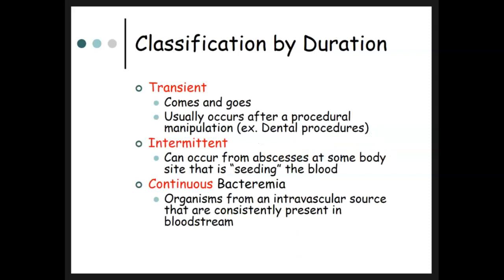And classification by duration: transient, that means it comes and goes, usually occurs after a procedural manipulation like a dental procedure. Intermittent, it can occur from abscesses at some body site that is seeding the blood intermittently. And then continuous bacteremia, where organisms from an intravascular source are consistently present in the bloodstream. An example of that would be endocarditis. That's the most common manifestation associated with continuous bacteremia.